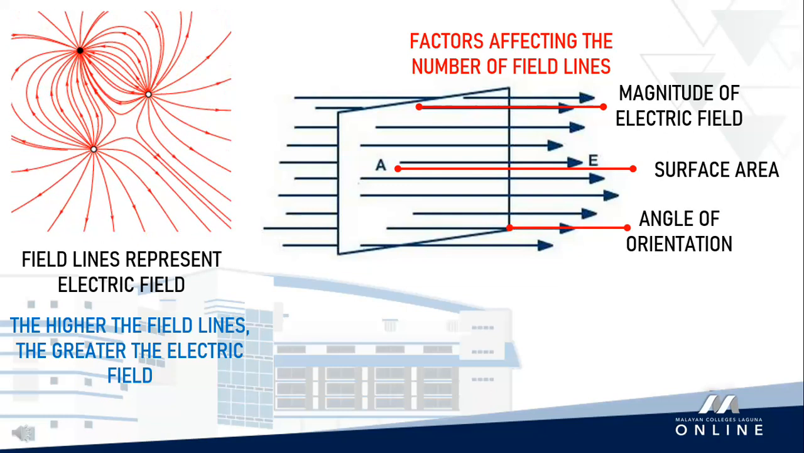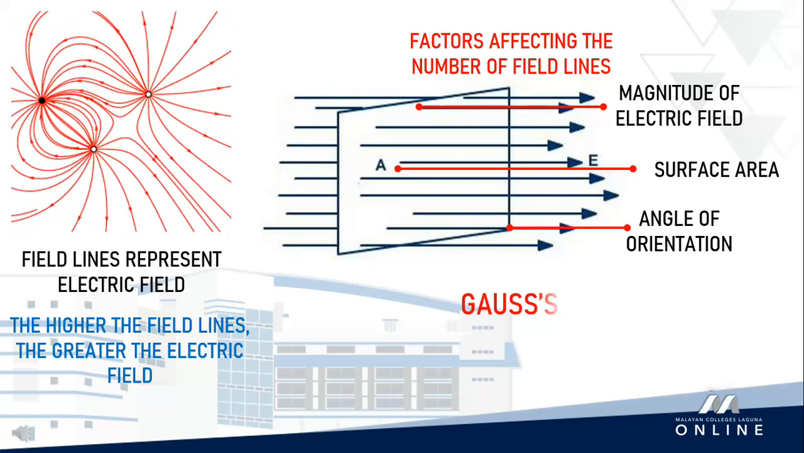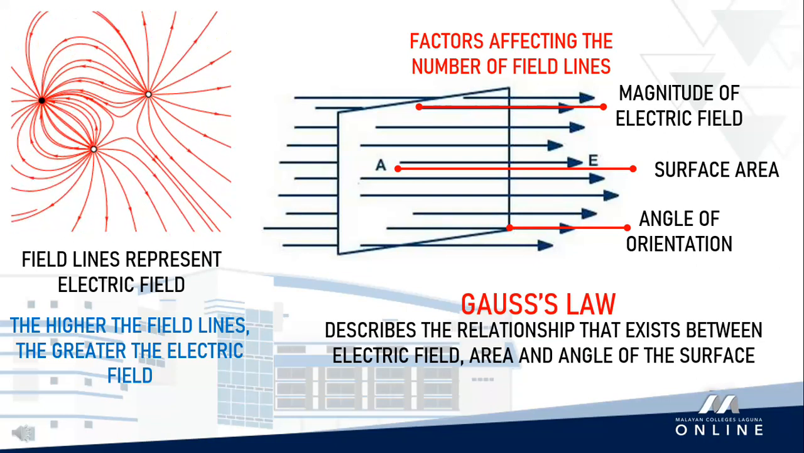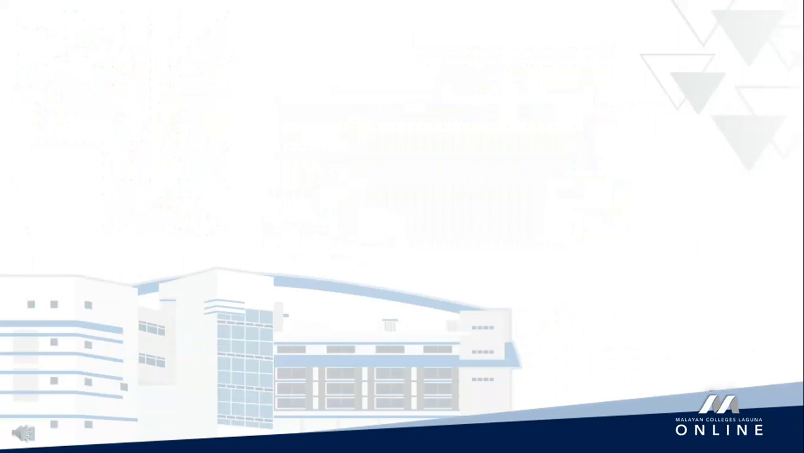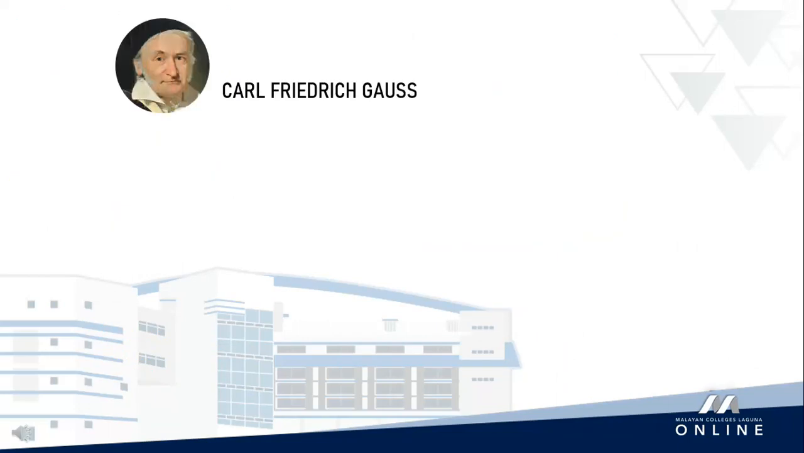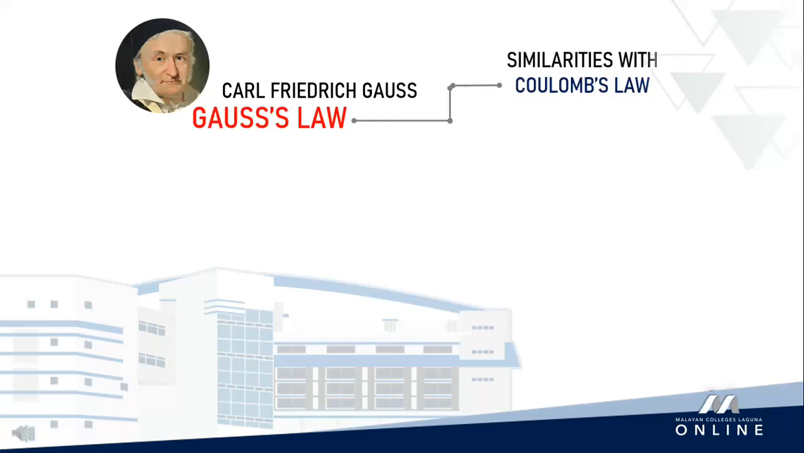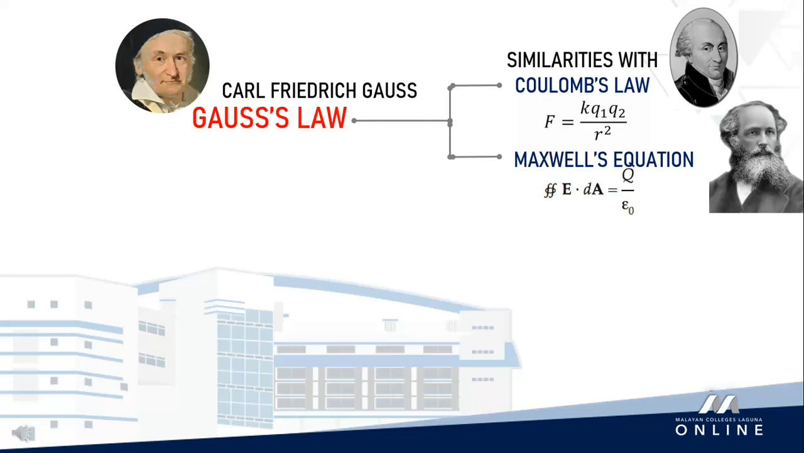The relationship among these three is what we call Gauss's law. In this lesson, we will be talking more about this law and its applications in the field of physics. Published in 1867 by Carl Friedrich Gauss, a German mathematician, Gauss's law contains similarities with Coulomb's law and may be used to derive it. It also forms one of the foundations of Maxwell's equations for classical electrodynamics, which we hope we can still cover in the future.